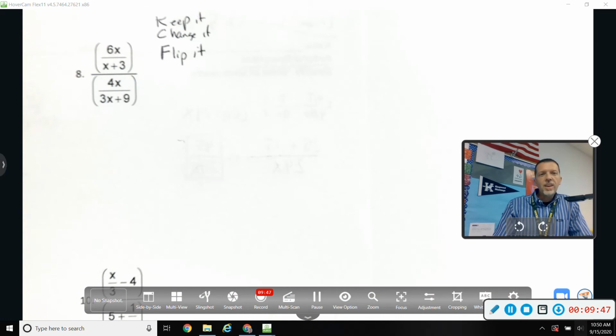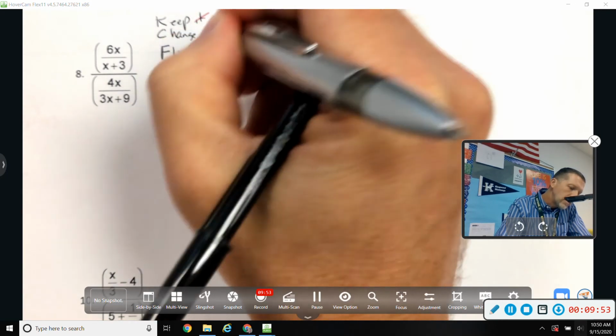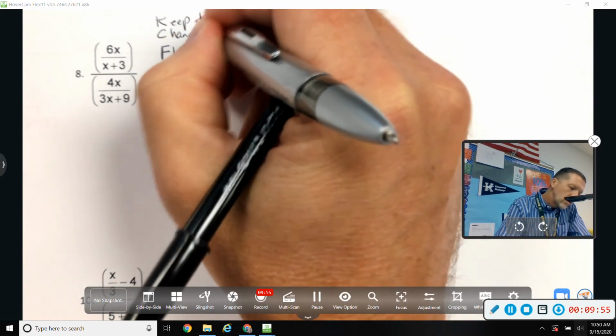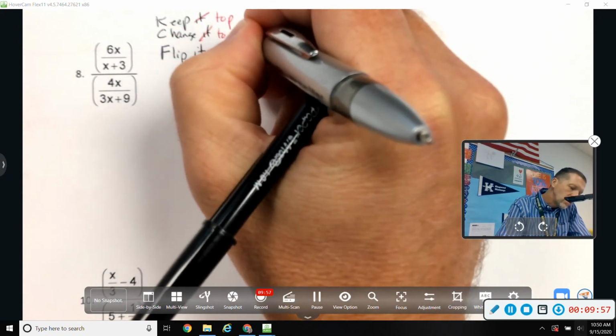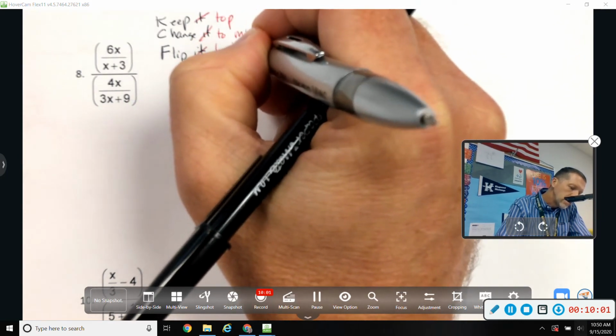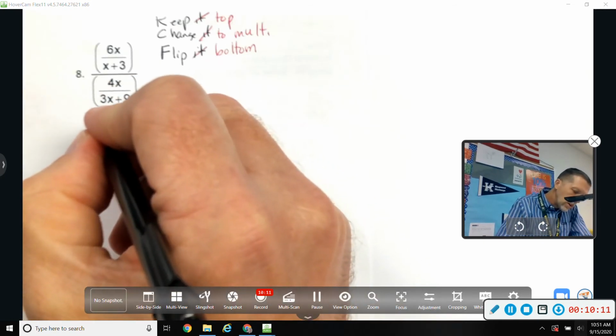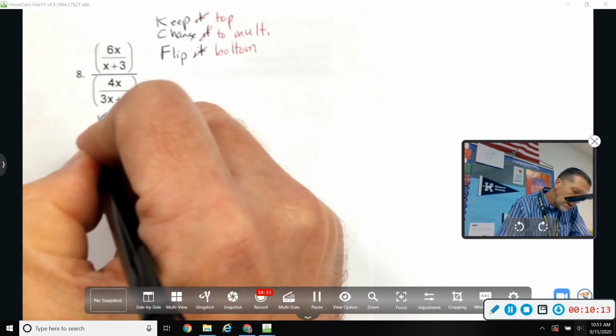Of course, the its aren't real helpful because, like, what are we talking about? Keep what, change what, flip what. So keep the top the same, change it to multiplication instead of division, and flip the bottom. So keep it, change it, flip it is quick to say and easy to remember, but it's maybe not as helpful as it could be because you've got to remember what the it's you're referring to. So keep it, meaning keep the top.